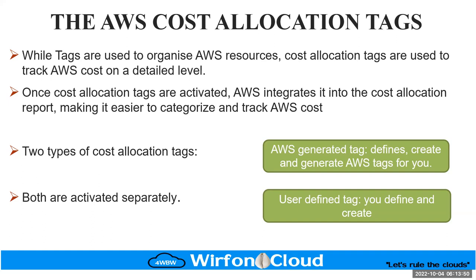There are two types of cost allocation tags. There's one that is generated by AWS, called the AWS generated tags. These tags are defined, created, and generated by AWS. And you also have the user defined tags, which are defined and created by you, the customer. The reason is that there are some things you want to know, particularly what a specific service is costing you. By giving a tag to this service in your cost and usage report, you can identify what you've spent on that particular item. You should know that both the AWS generated tags and the user defined tags are activated separately.